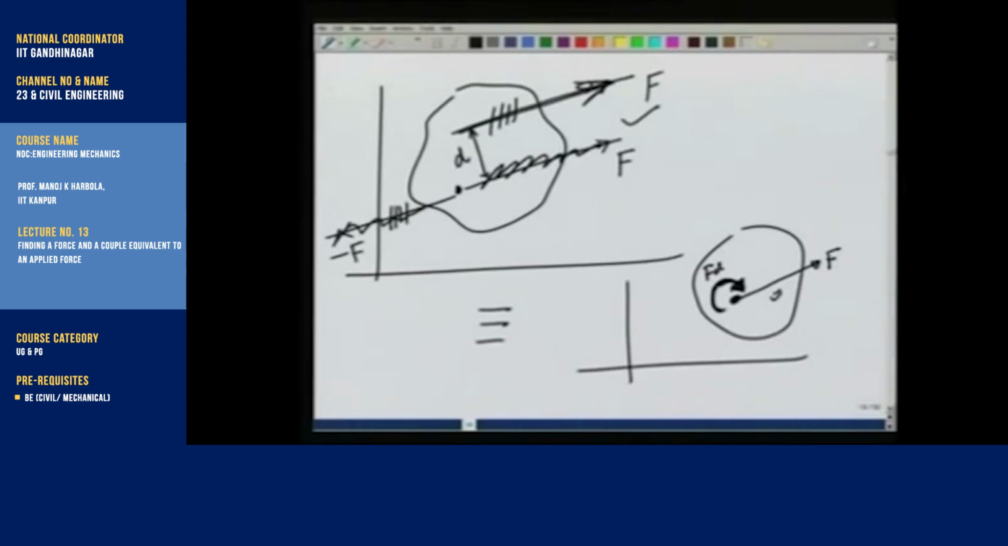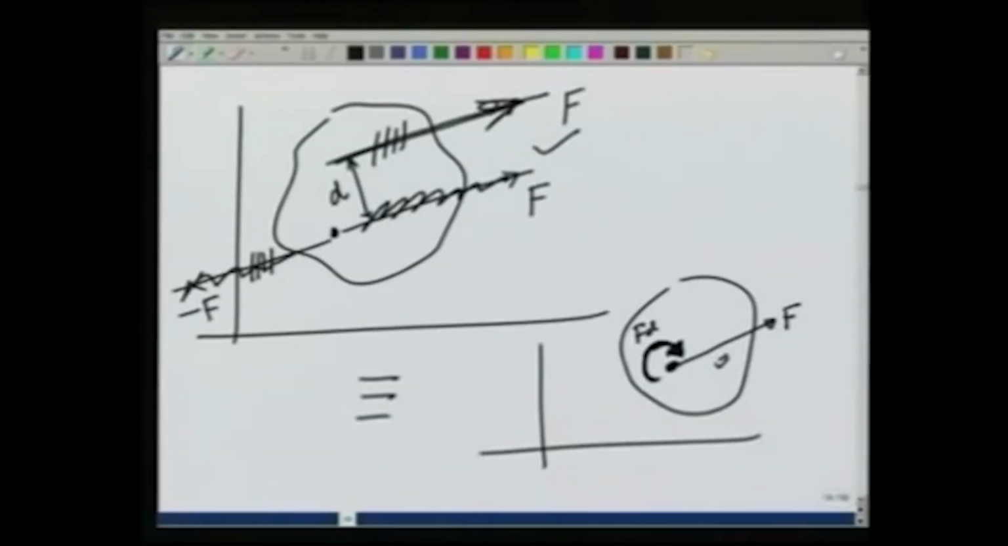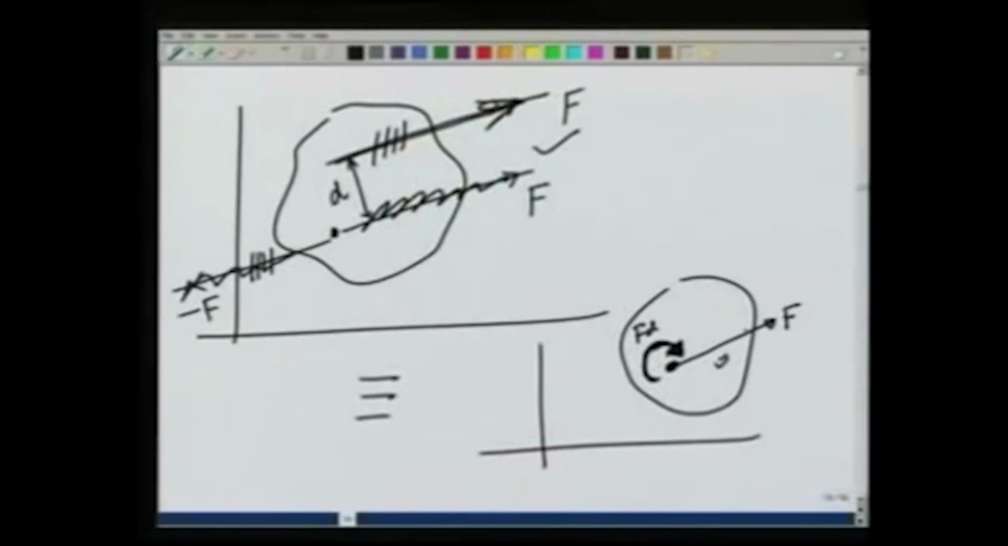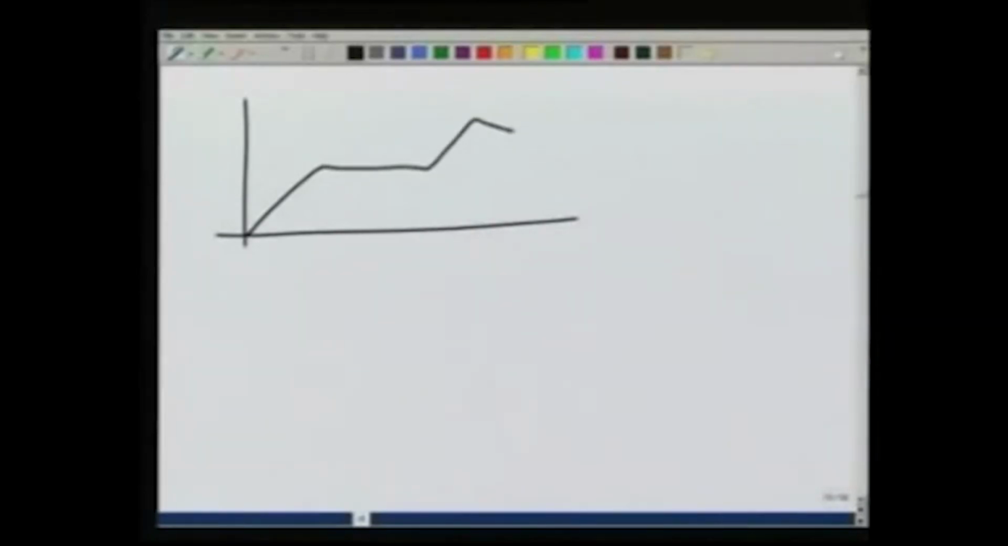So, this is called two equivalent systems. It is easier at times to think in terms of couples and forces, and therefore, we do this. Let us take an example. You must have seen in buses the handle to change gears is of a funny shape.